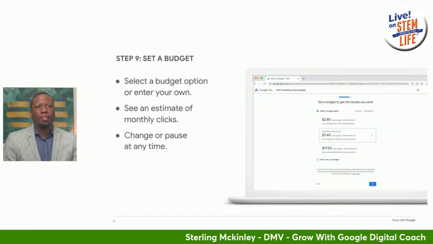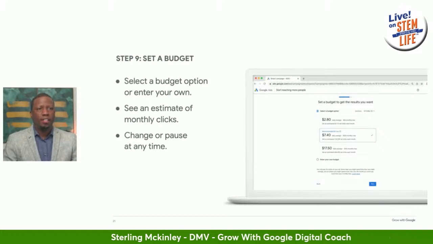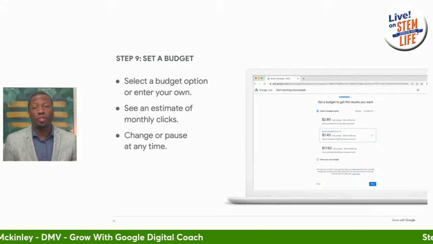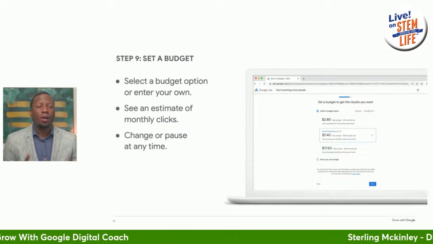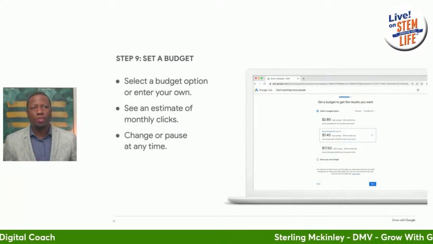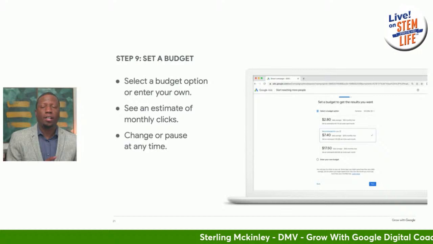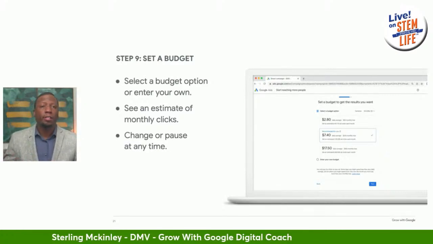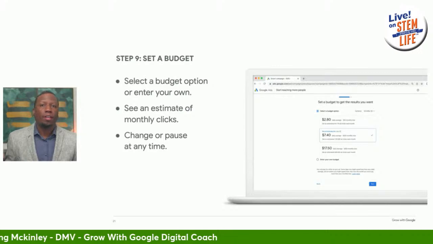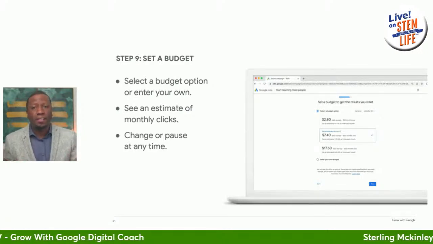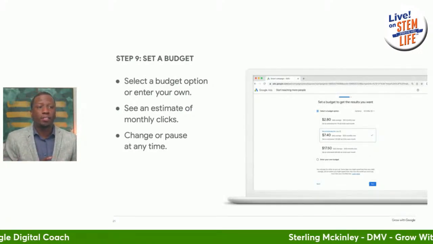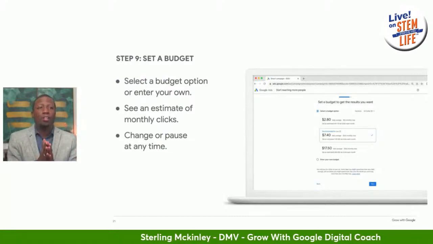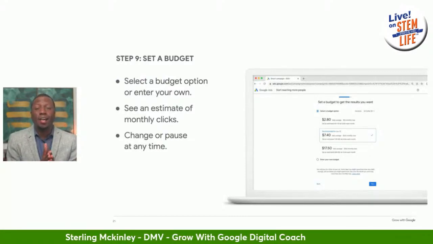Setting a budget. Setting a budget is key. Setting a budget allows you to set how much you're going to spend for your account. Once you set a budget, Google gives you an estimate based on your budget of how many clicks you'll get per month. So let's say your budget is $100. It can estimate that from $100 you'll get 25 clicks. The great thing too about this budget is you can pause it or you can stop it at any time or you can change it.